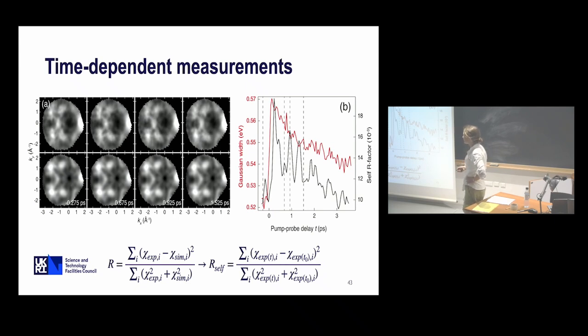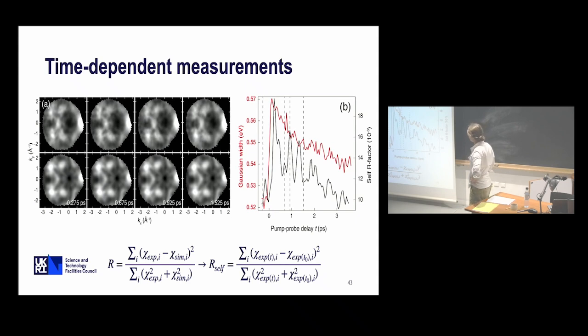So we define this R factor as one that allows you to compare two modulation functions. We use it to compare experimental and simulated modulation functions when we're analyzing our data, but we can also use it to compare two different experimental modulation functions. So for example, the time zero and the post-pumped modulation function. And we refer to this as the self-R factor.